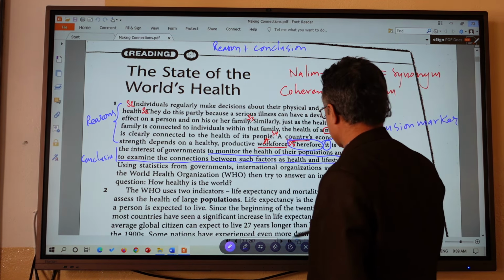Now, what do you call this sentence? S6. What is S6? S6 is... forgot.